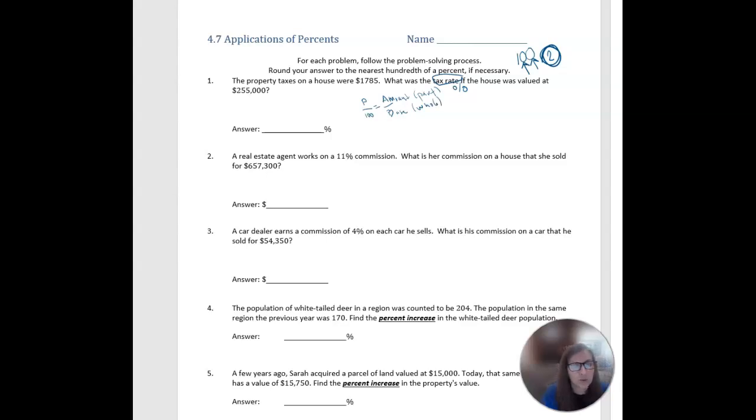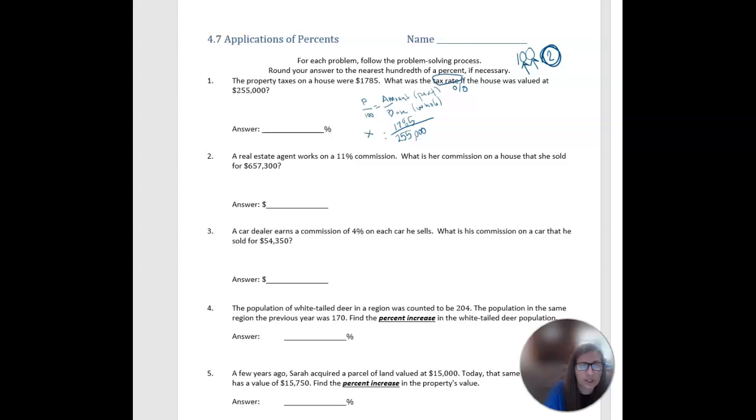So let's look at our problem. Property taxes were $1,785. You have to decide if that is an amount, like a special amount out of the price of the home, or is that the base price of the house? So you've got two numbers, $1,785 and $255,000. I think you can see that the base, or the whole house, was valued at $255,000. So in the denominator, we put the whole cost of the house, $255,000. The amount that was spent on taxes is $1,785. And what we are looking for is our percent.